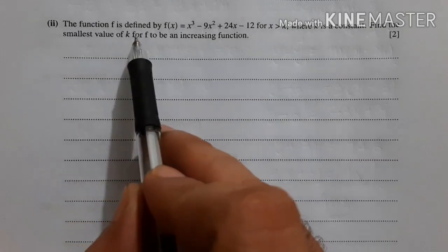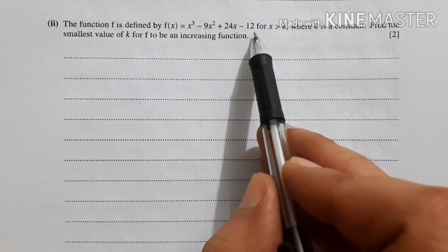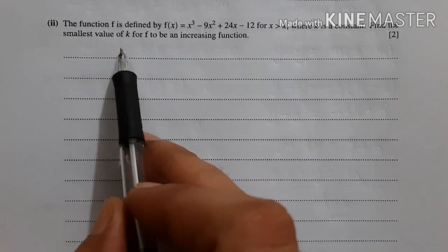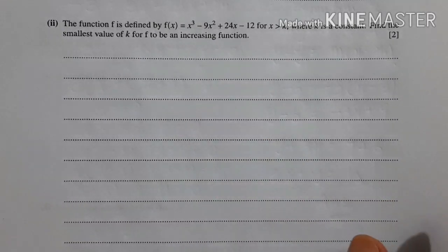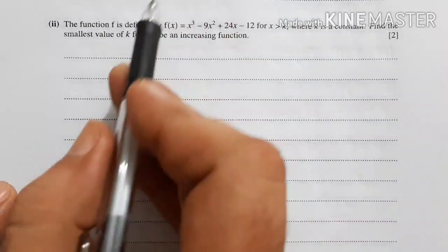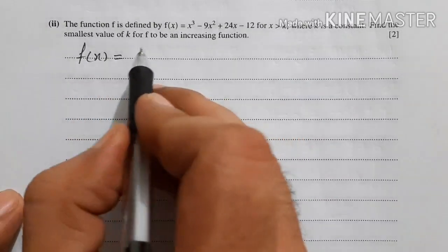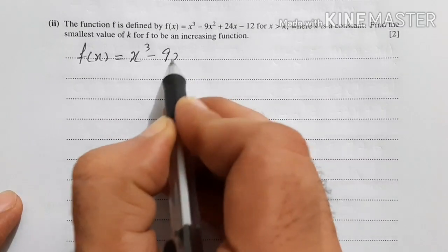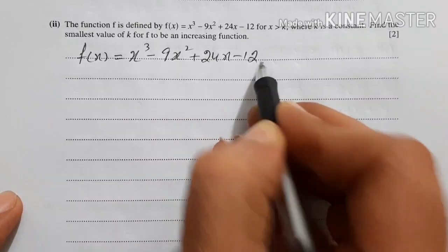Part 2. The function f is defined by f(x) is equal to x cube minus 9x squared plus 24x minus 12 for x is greater than k, where k is a constant. Find the smallest value of k for f to be an increasing function. Okay, we got function f(x) is equal to x cube minus 9x square plus 24x minus 12.